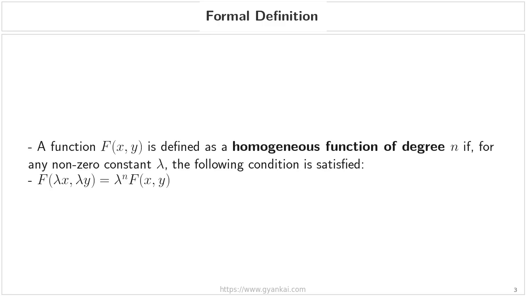Formal definition. A function, let's call it f of x and y, is formally defined as a homogeneous function of degree n, provided that for any non-zero constant, which we call lambda, a specific condition is met. That condition is f of lambda x and lambda y equals lambda raised to the power of n multiplied by the original function f of x and y.